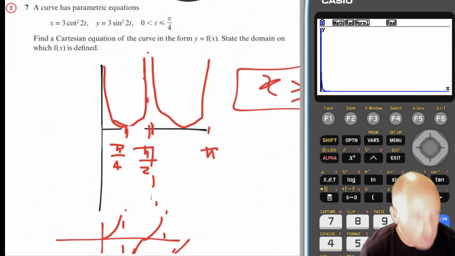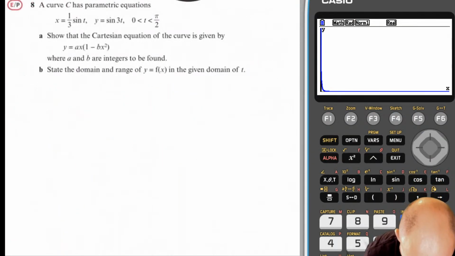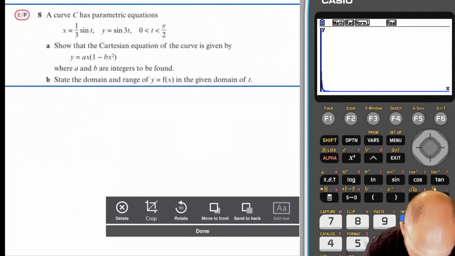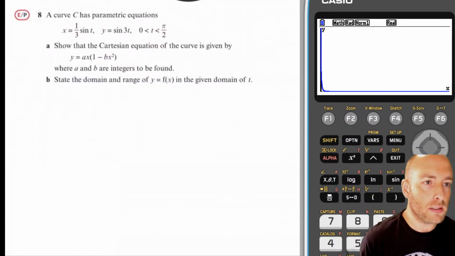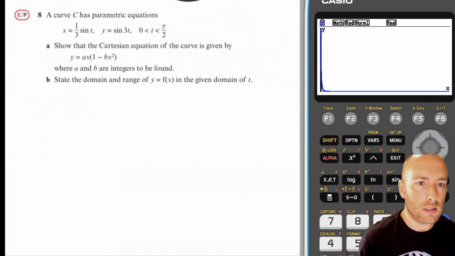Right, let's try another one. How long have we got left? 20 minutes, okay. Another trig one. See how you guys got on this. 7 minutes, so 7 marks, starting now.